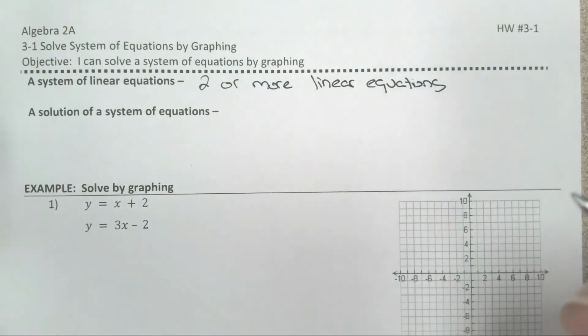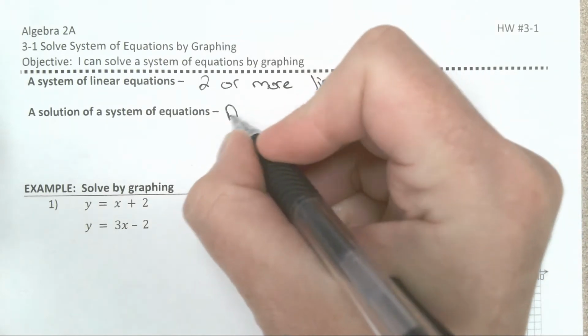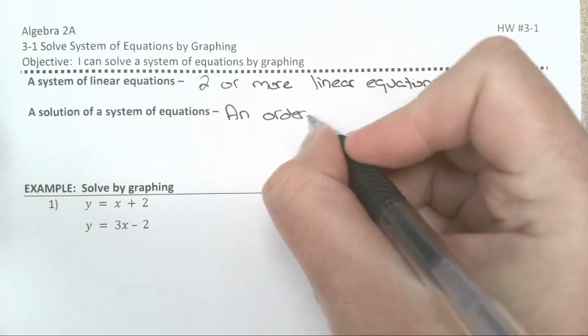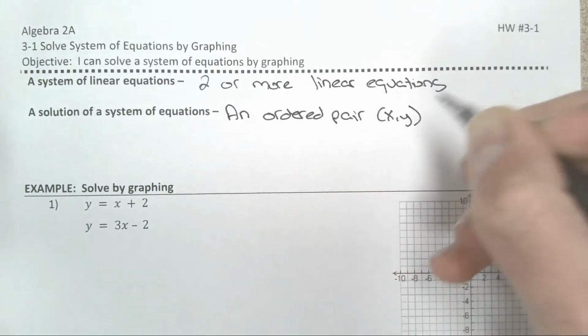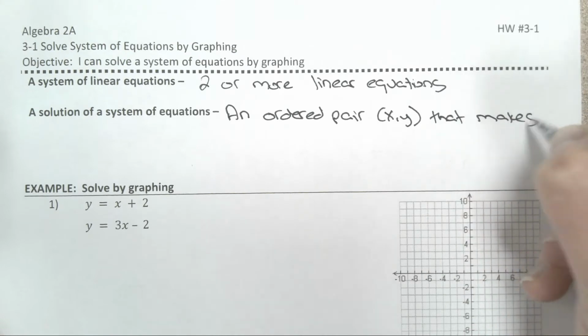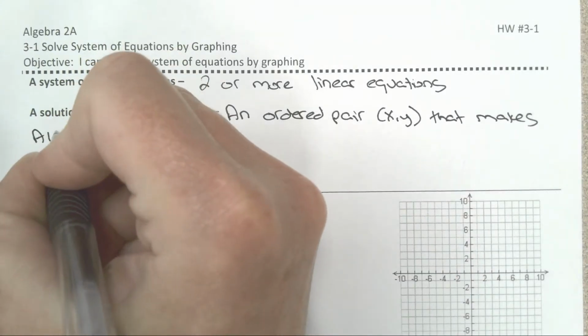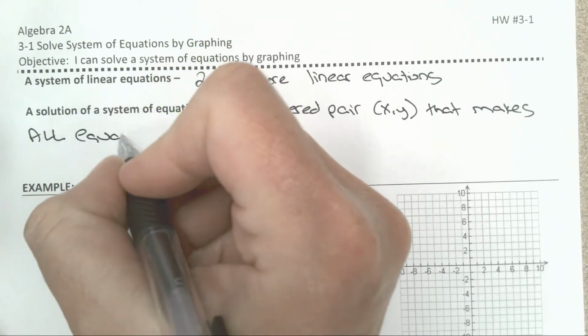A solution to a system is an ordered pair, which is always (x, y), that makes all the equations true.